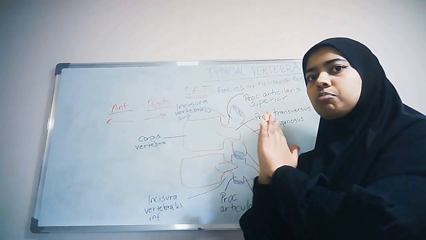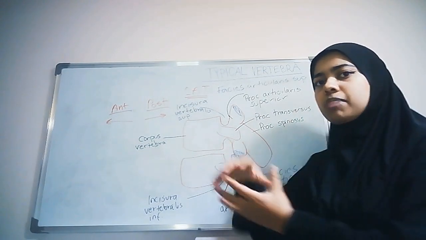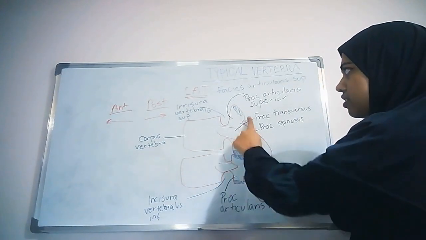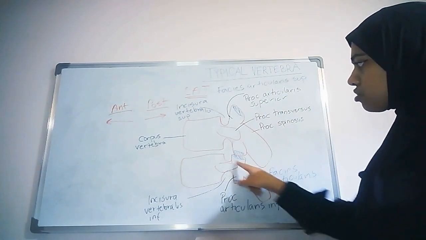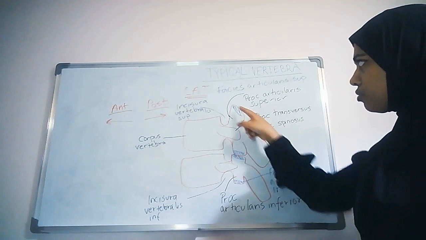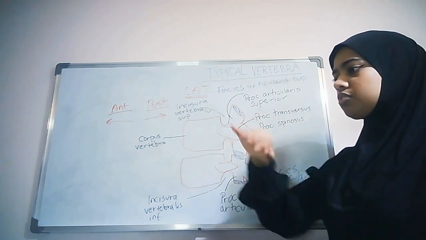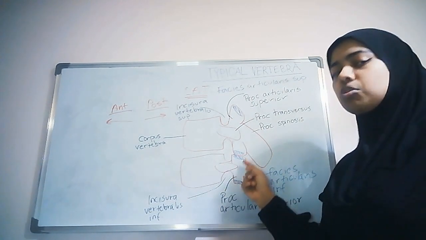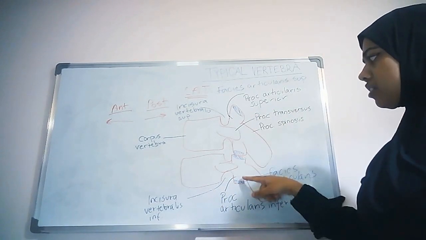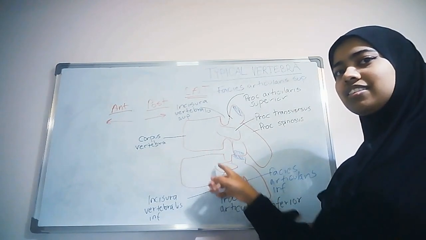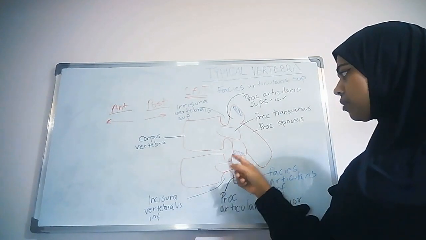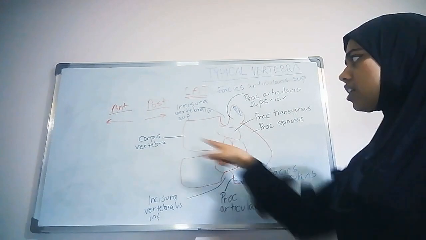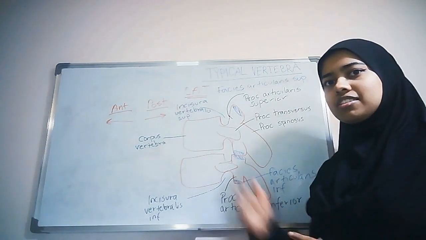The difference between a processus and a facies is that processus is basically a protruding bone, and facies is a flat surface. This whole part is a protruding bone, but the blue marked lines are flat. They're not round, they're more flat, so that they can make a joint, they can articulate. Facies articularis, superior, inferior. As you can see in this lower vertebra, its facies articularis superior will make a joint with the facies articularis inferior of the above vertebra. So these are basically the structures.